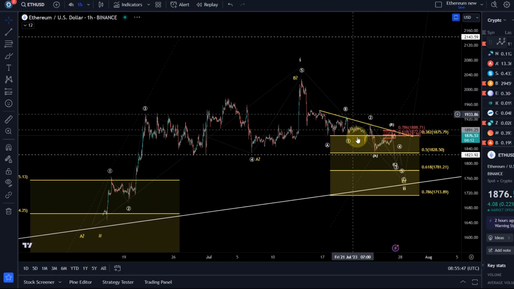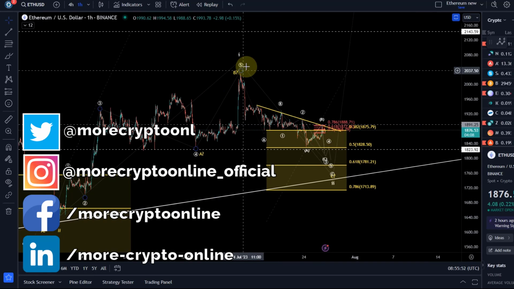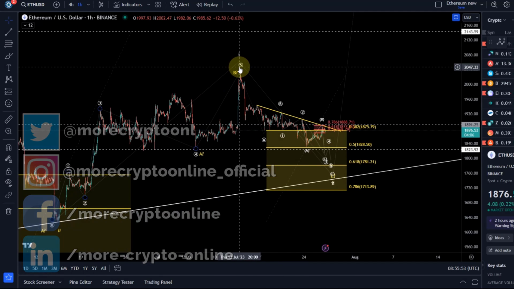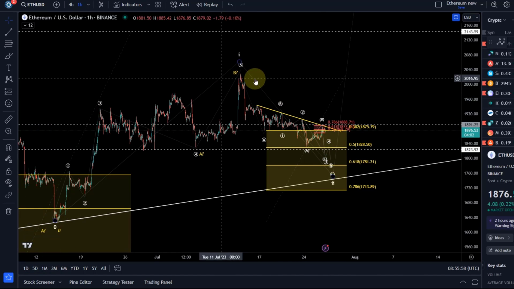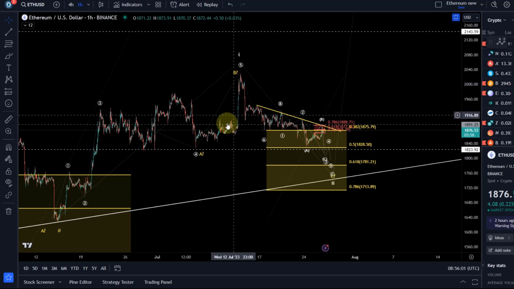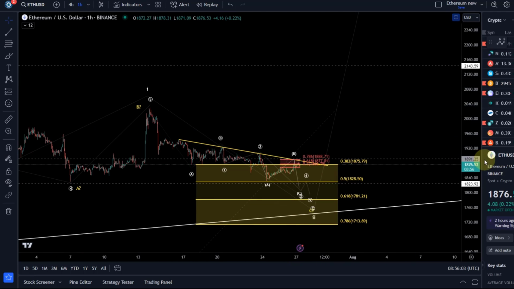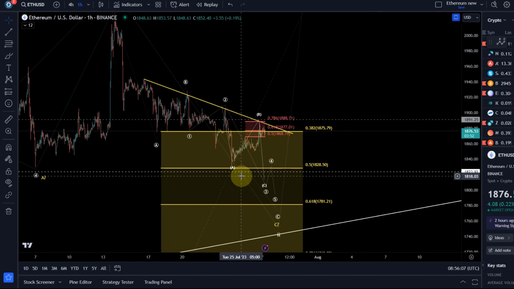So on the Ethereum chart, we haven't got much change to talk about. We have our 5-wave move to the upside that everybody is aware of, and our corrective move to the downside that started with this spike on the 14th of July. We have this ABC structure which is coming down. I'm counting the C wave of this ABC structure as an ending diagonal.